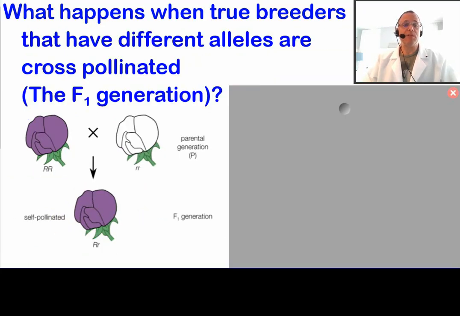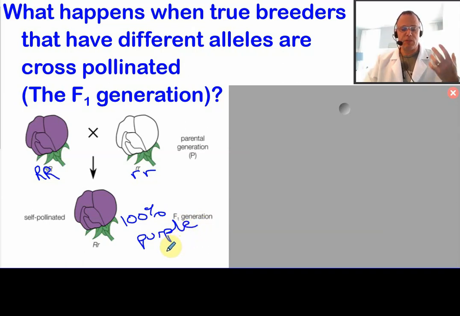On to another option. So, what happens when true breeders that have different alleles are crossed? Here we have the homozygous dominant crossing with the homozygous recessive. And what was observed was that 100% of them were purple. That is the phenotype, that is the observable trait. But what were the actual genes?